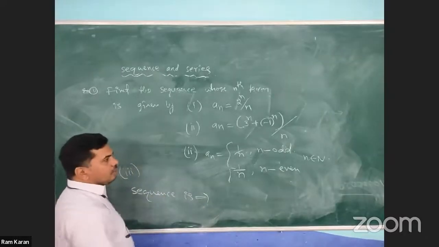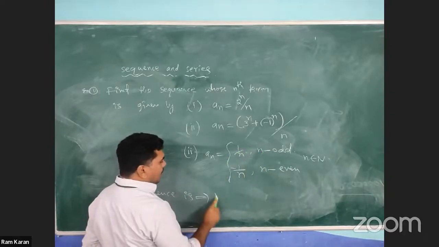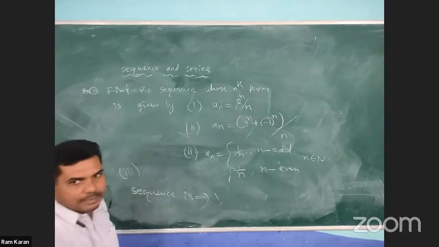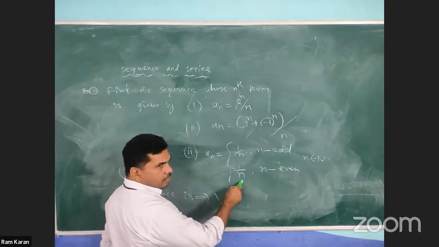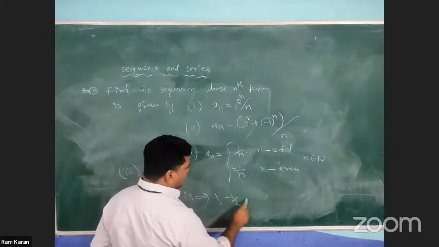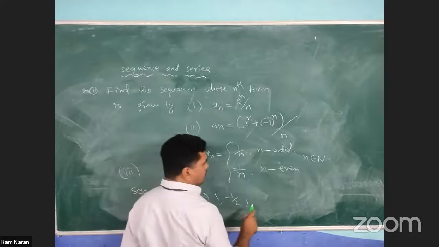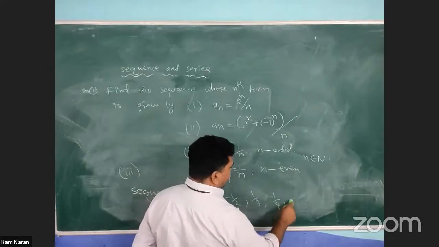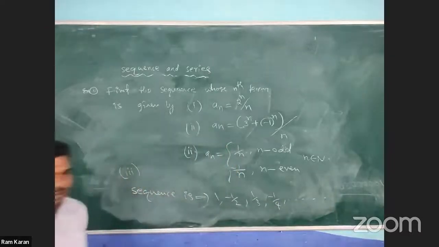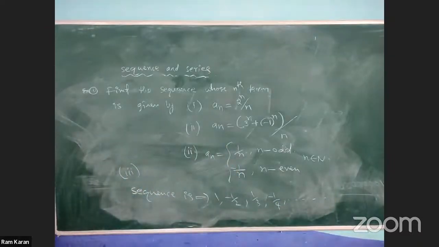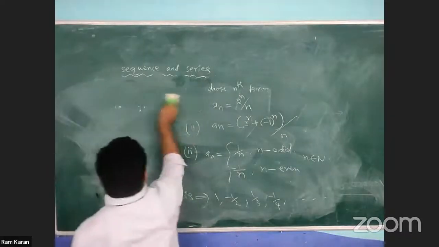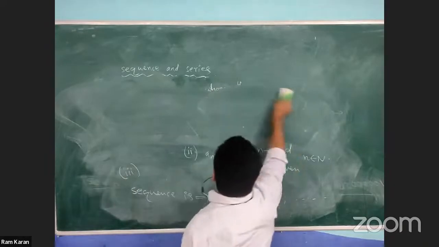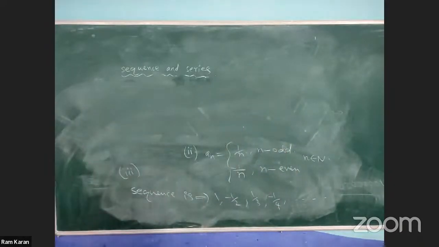So if the nth term is given, how to find the sequence? Have you understood? Yes or no? Write down the next question.